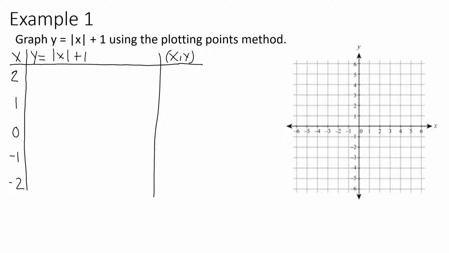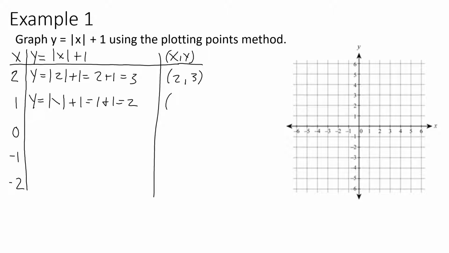So when x equals positive 2, y equals the absolute value of 2 plus 1, which equals 2 plus 1, which equals 3. Therefore, when x is 2, y equals 3. So I have the ordered pair 2, 3. I'm going to do the same thing when x equals 1. When x equals 1, y equals the absolute value of 1 plus 1, which is 1 plus 1, which is 2. So when x is 1, y is 2.